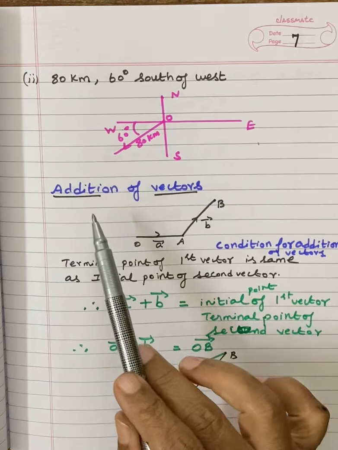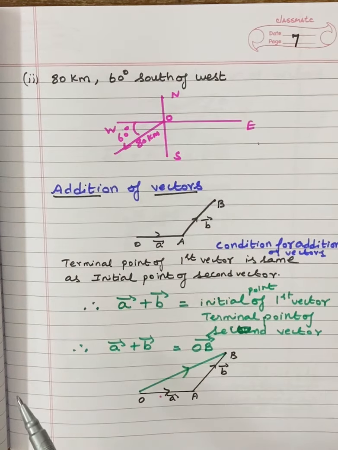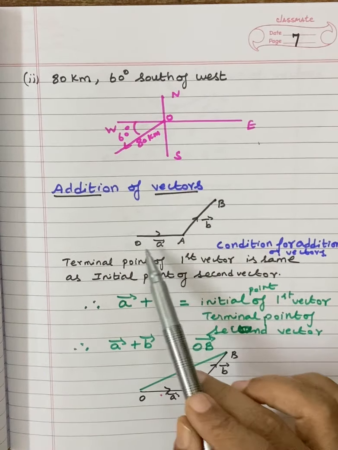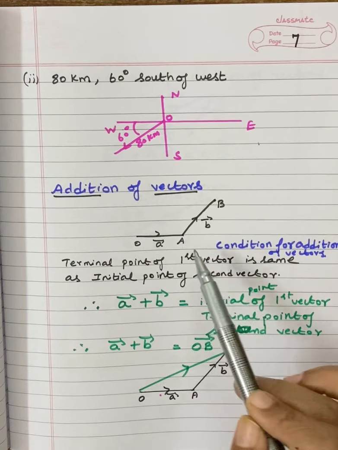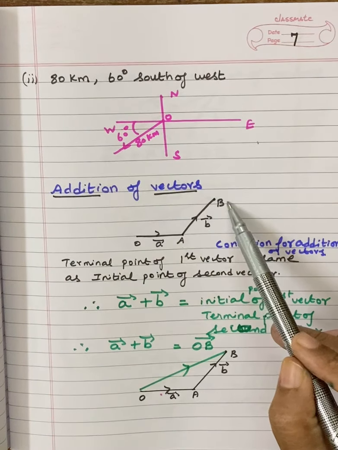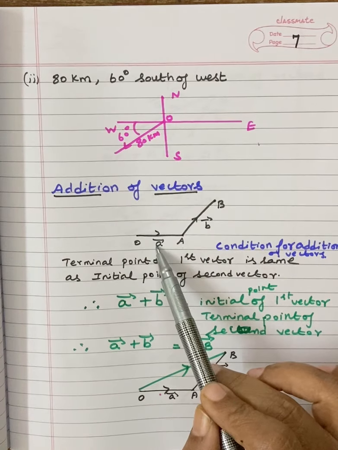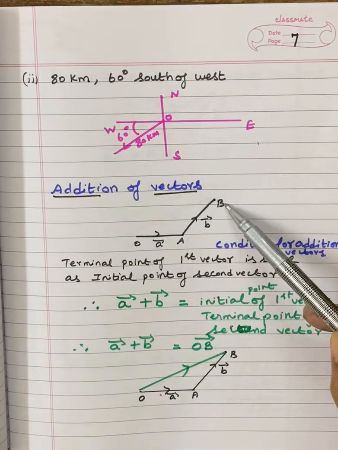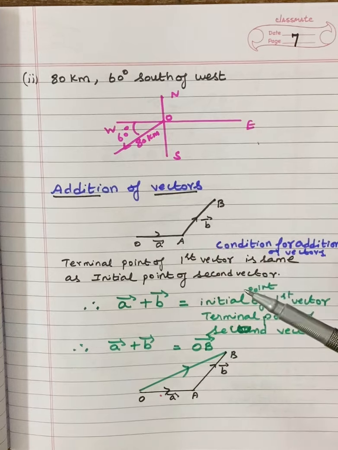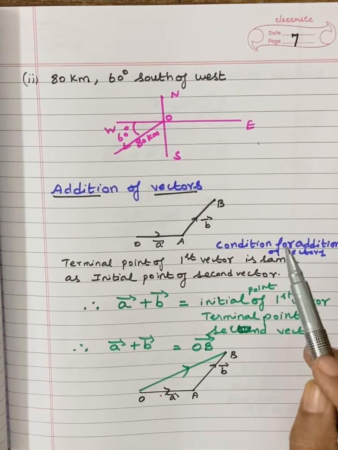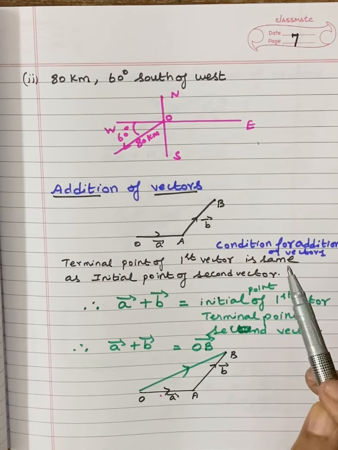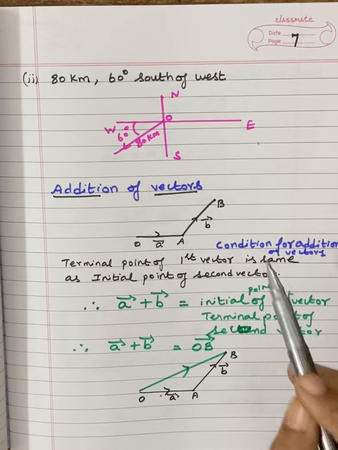Next we are going to see addition of vectors. This is OA vector. This is AB vector. OA vector I am representing as A vector. AB vector I am representing as B vector. So in mathematics we have so many rules. Similarly, to add two vectors also we have a rule. So what is the rule?